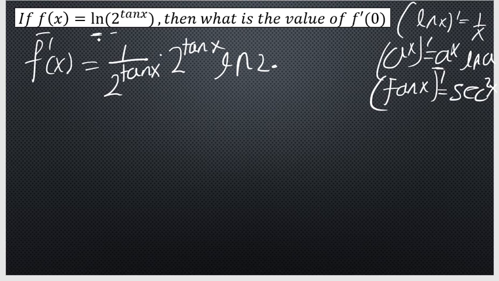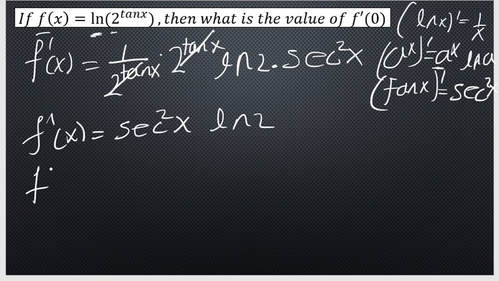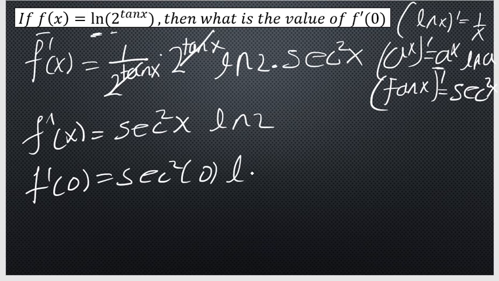We have to proceed step by step. We will start from the outer, the ln, and then we go to the exponential, then finally the trigonometric function. That is tan x derivative will be sec square x. Then at this point we can cancel e to the power of tan x with e to the power of tan x. So what is left, f derivative of x will be sec square x times ln 2. Then let us substitute 0 now. F derivative at 0 will be sec square of 0 times ln 2. But sec square 0 is just 1. So it will be 1 times ln 2, which is ln 2.